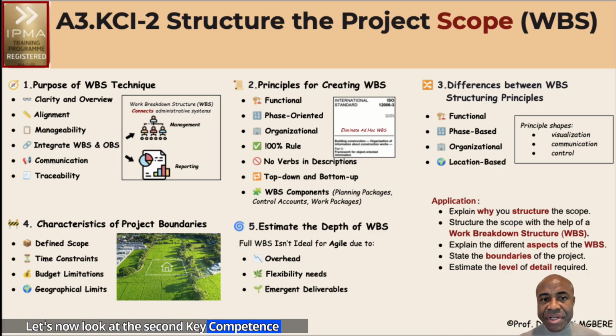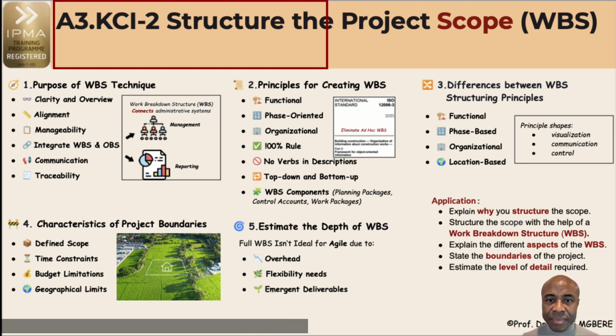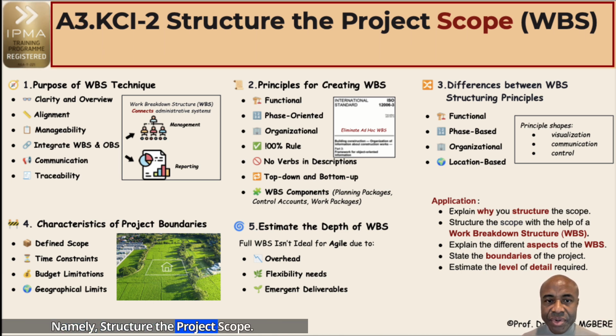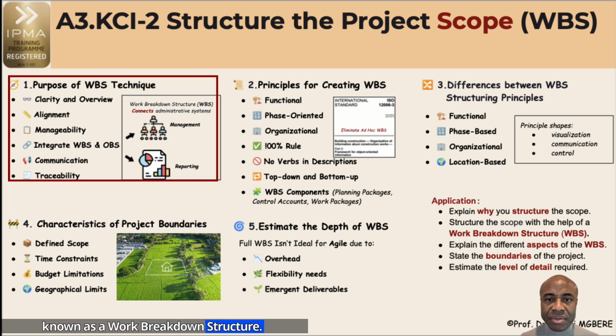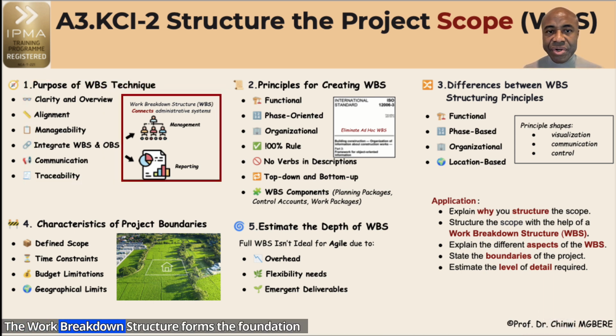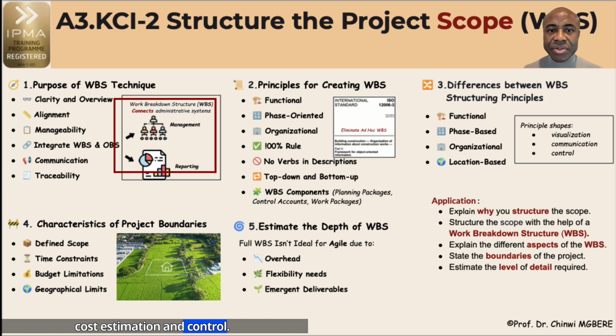Let's now look at the second key competence indicator of the competence element scope, namely, structure the project scope. Structuring the project scope is a fundamental step in project planning. It involves systematically breaking down the entire content of the project into manageable elements, known as a work breakdown structure. The work breakdown structure forms the foundation for effective planning, coordination, cost estimation, and control.